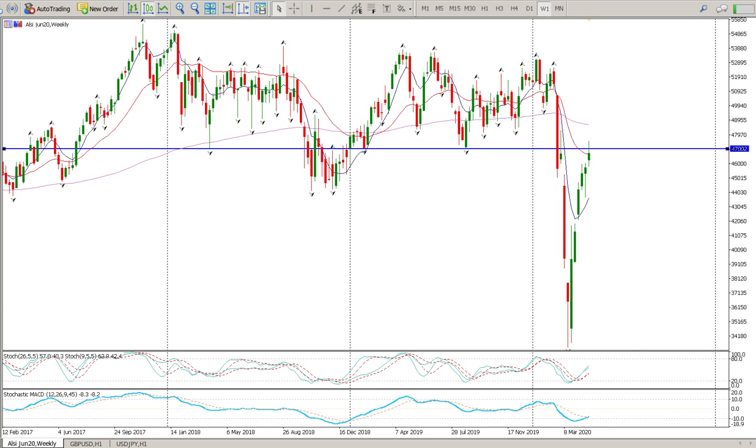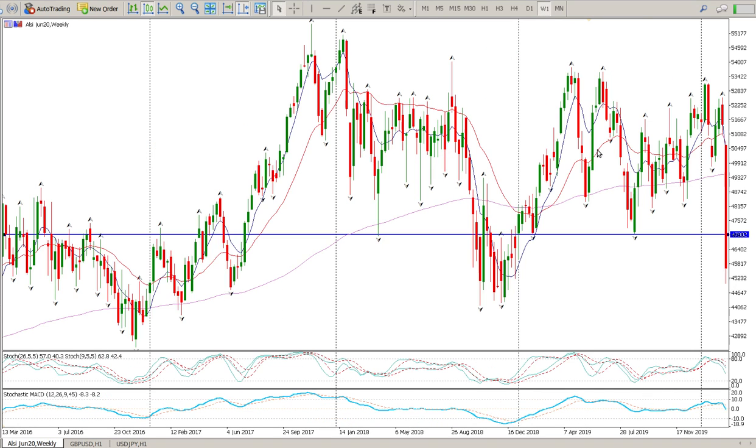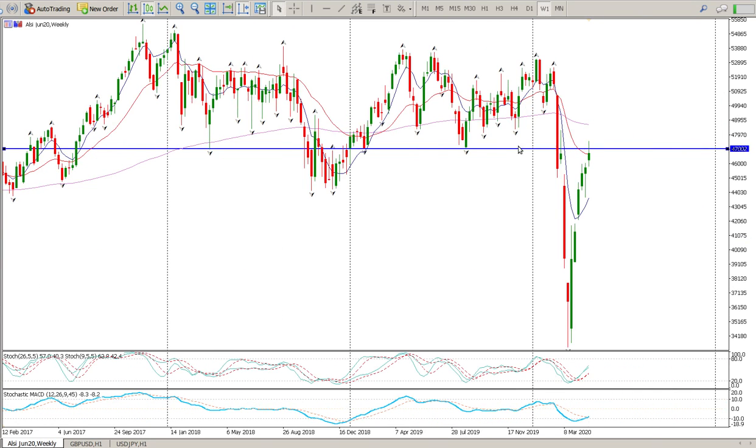Tencent is down 3%, and the Rand is getting a bit of a hiding again at 18.88. So I think all of this transpires to a big gap down. But before we get to that, just starting off on the weekly, we've got a lot of sort of rejections off levels.